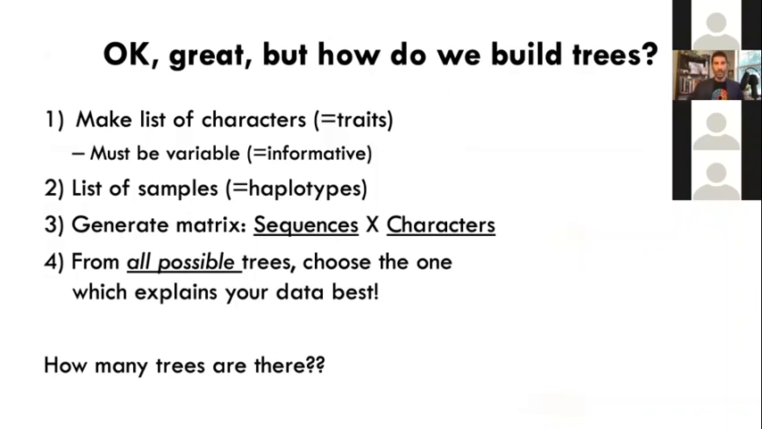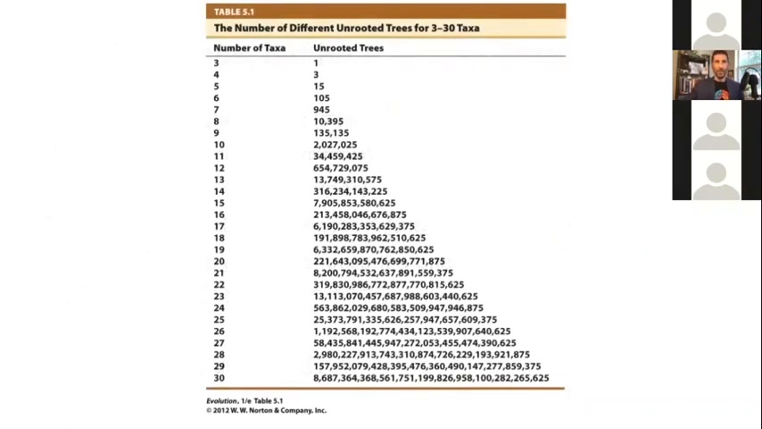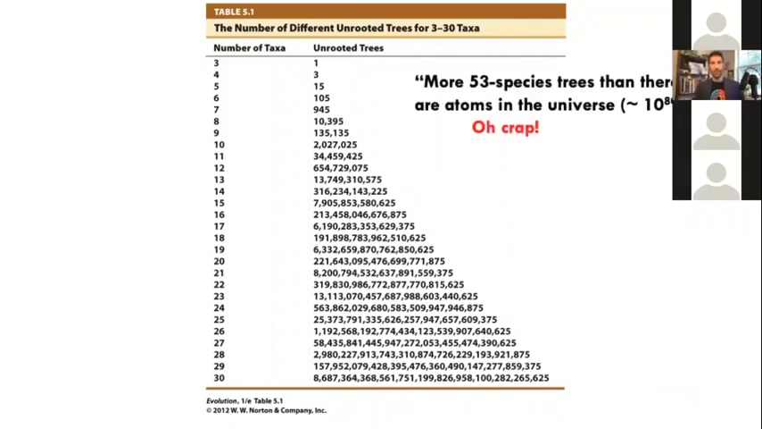So how many trees are there? Well, there's a lot. So for only 4 taxa, there's 3 possible unrooted trees. As you can see, it becomes very quickly unviable. The quote is that for more than 53 species or 53 taxa, trees have more trees than there are atoms in the entire universe. So that's not something we can feasibly do. We can't look at every single tree.